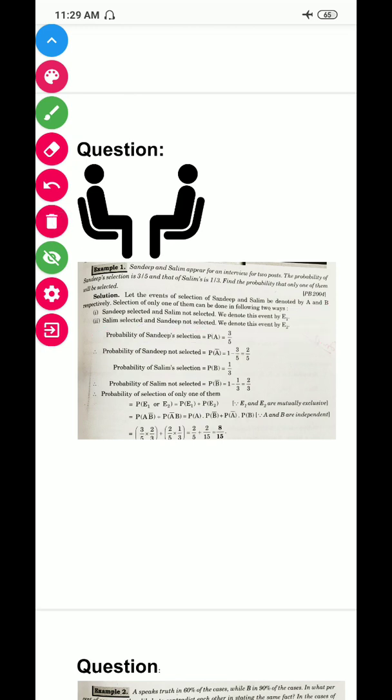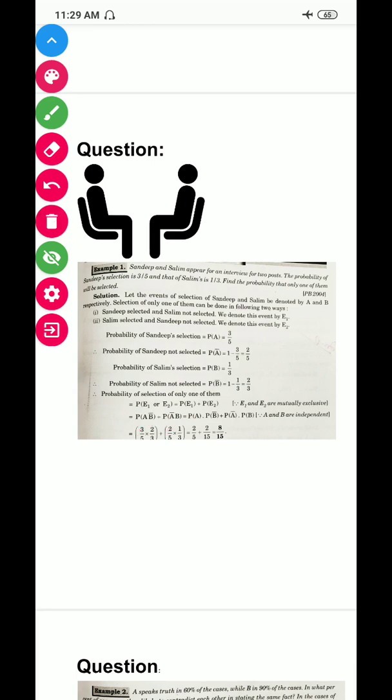So students, here the probability of Sandeep's selection is 3 over 5, that is given, and the probability that Sandeep will not be selected is 1 minus 3 over 5, that is 2 over 5. In the same way, the probability of Salim's selection is 1 over 3, given, and the probability that Salim will not be selected is 1 minus 1 over 3, that is 2 over 3. Now, the probability of selection of only one of them is probability of E1 plus probability of E2. That is, probability of selection of A and B not, plus probability of selection of B and A not.